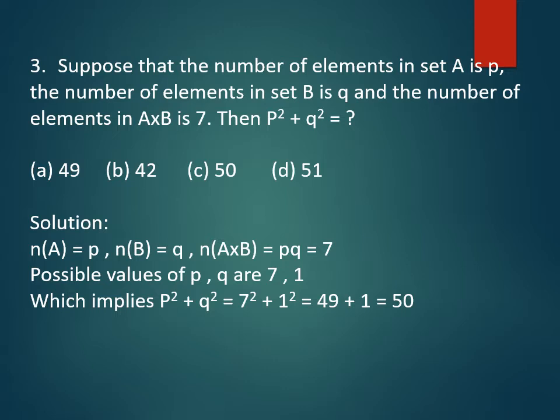So if I assume that the value of P is 7 and value of Q is 1, which implies P square plus Q square is equal to 7 square plus 1 square, that is 49 plus 1. Therefore, the value will be 50 here. Therefore, the option is option C.